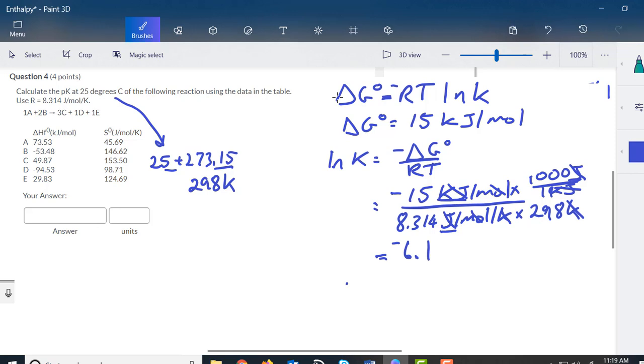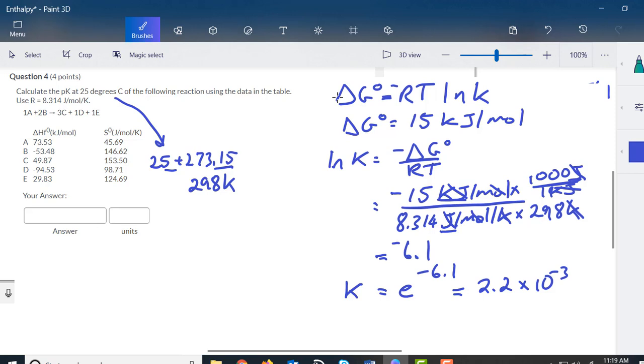Now to get the actual K value, what I'll have to do is e to the power of, that's the inverse natural log. And you'll see that on your calculator. It's going to be the button that's usually the shift of the natural log. So e to the negative 6.1. Now this comes out to be 2.21 times 10 to the negative 3. Let's make it 2.2 times 10 to the negative 3 to account for sig figs.